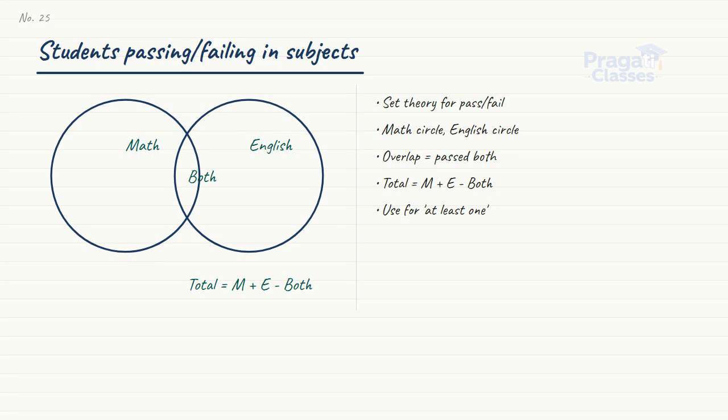Now, here's the trick, if you just add the math passes and the English passes, you've counted the both kids twice. So to find the total number of students who passed at least one subject, you take math plus English, then subtract that overlap. It's like when you're counting your candy, if you and your friend both have some of the same kind, you don't count them twice when you pull it all together. This keeps your total clean and accurate.